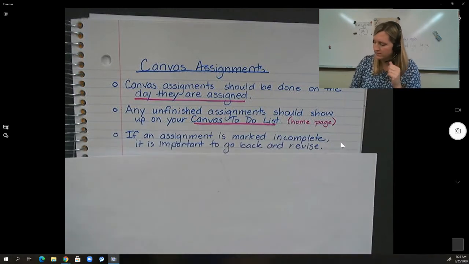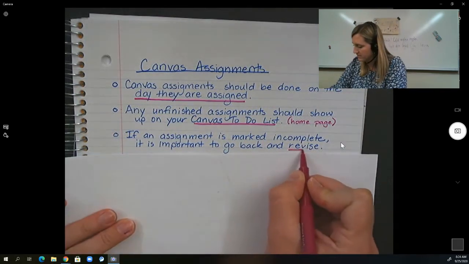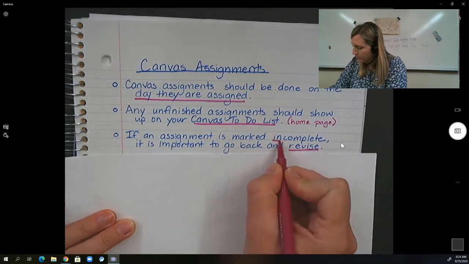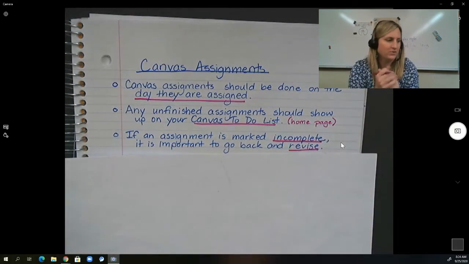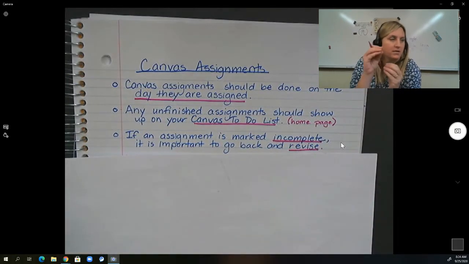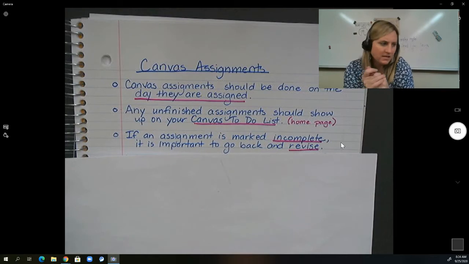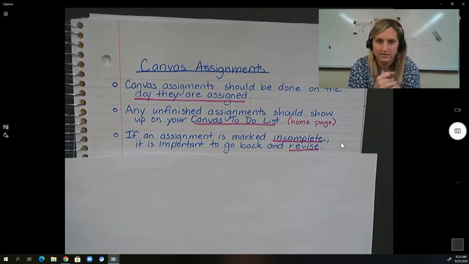Our next one is if an assignment is marked incomplete, it is important to go back and revise. When I'm grading them, right now you are getting marked as complete or incomplete. If it's incomplete, that probably means that you didn't follow the directions that were written on the directions page.